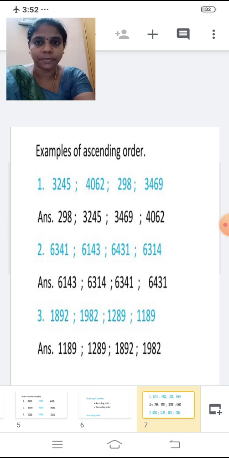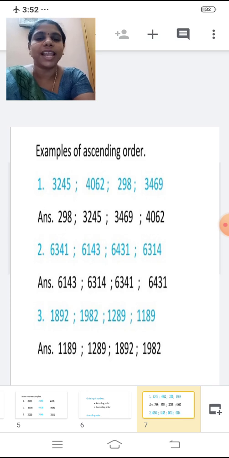6143. Next, see the hundreds place. Which number is smaller now? 3. So in the first number and the last number we have 3 in the hundreds place, right? So next, move on to the tens place now. See the tens place. In the first number we have 4. The last number we have 1. Now tell me whether 4 is greater than 1 or less than 1. Which is smaller? 1 is smaller, right?